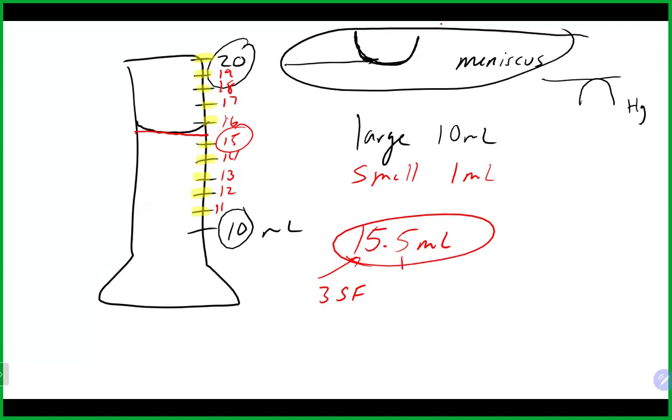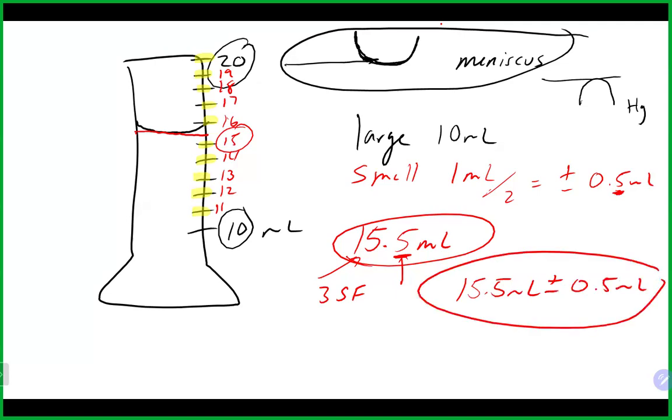The uncertain number is this one, the estimated one. We could also take the smallest marking and divide it by 2 to give us our uncertainty, or plus or minus 0.5 milliliters. That 0.5 milliliters is 1 decimal place, which is exactly where we took our reading to. And we could also record 15.5 milliliters plus or minus 0.5 milliliters as well.